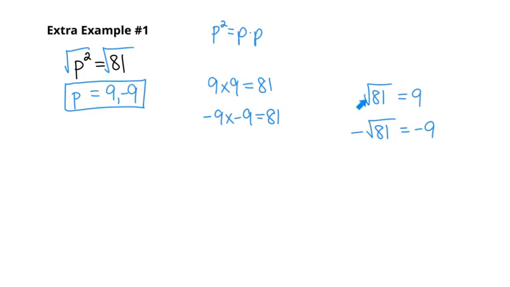So when the square root's already written, one answer. When we put the square root to solve the problem, that's when there's two possibilities for answers. So that's it for extra example number 1.